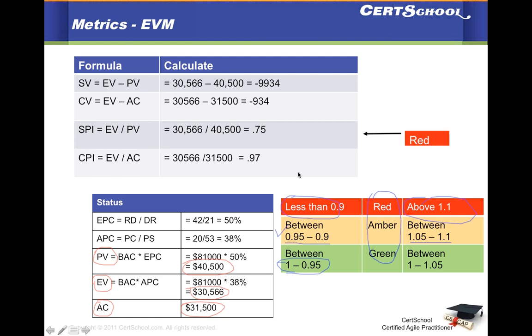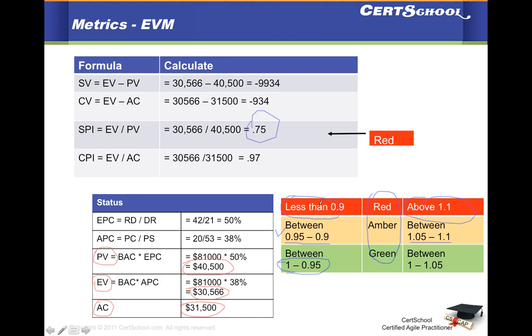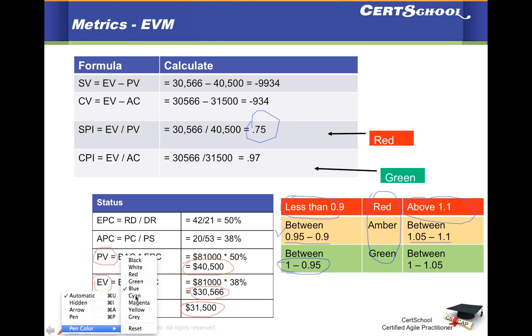Okay, so you can see your schedule performance is in red status, right? It is outside the bounds. You can see it is less than 0.9. And your cost performance is in green. Right, it's 0.97, which falls in this window.